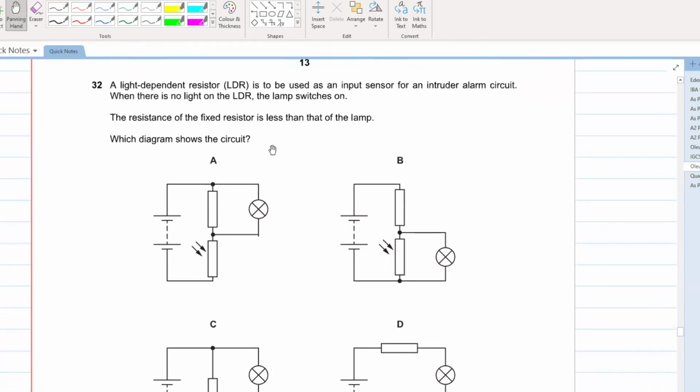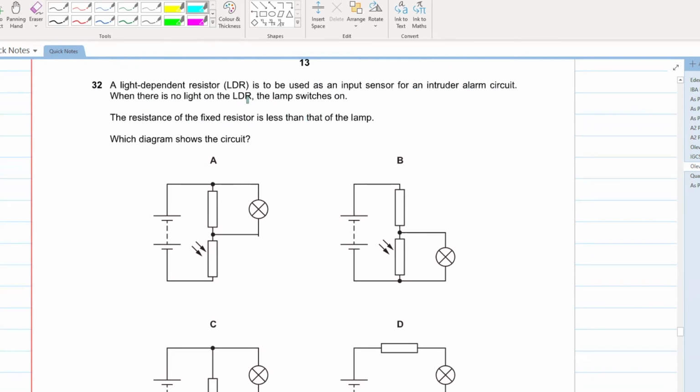Let's see question number 32. A light dependent resistor, LDR, is to be used as an input sensor for an intruder alarm system. When there is no light on the LDR, the lamp switches on. The resistance of the fixed resistor is less than that of the lamp. So there are many things happening here.